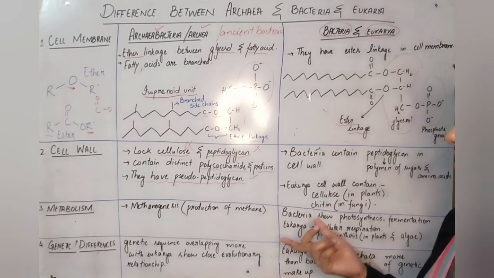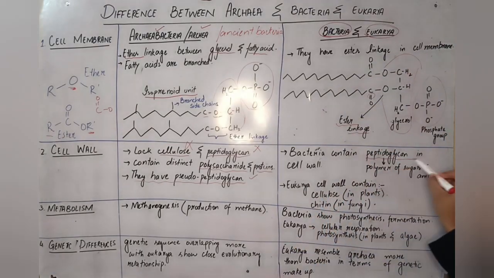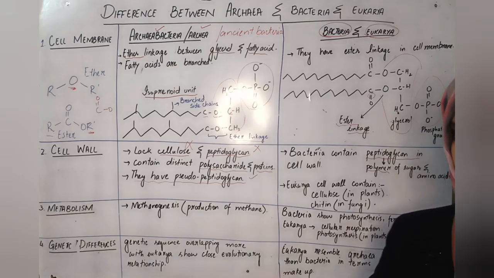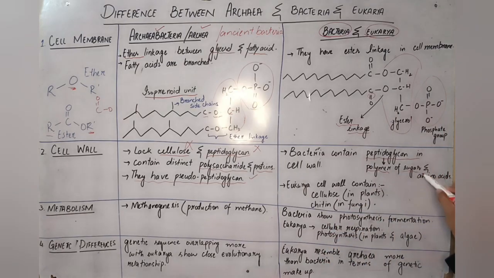Whereas the cell wall of bacteria contains peptidoglycan, which is a specific polymer. Polymer means a complex molecule which is made up of the combination of various monomers. Various monomers are joined to make a polymer. So it is a polymer of sugar and amino acids.